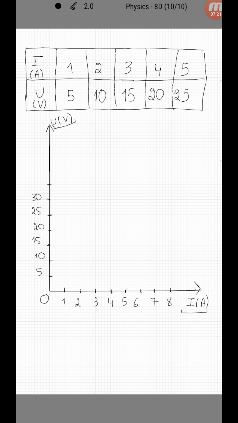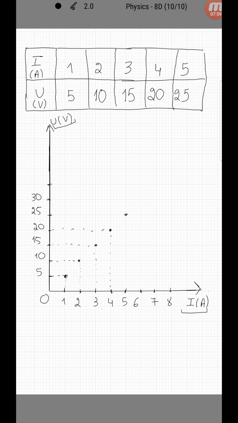Now I want to plot each point. So if the current is 1, the voltage is 5. So (1, 5). This is my first point. Second point, (2, 10). So this is my second point. (3, 15). So this is the point plotted. (4, 20). And (5, 25). This is my point.